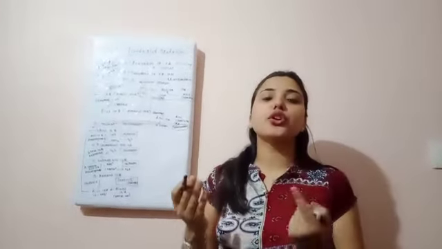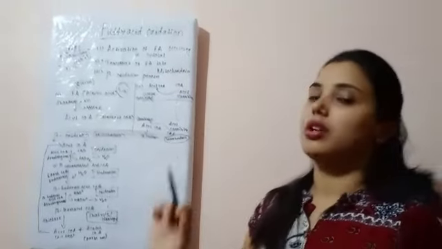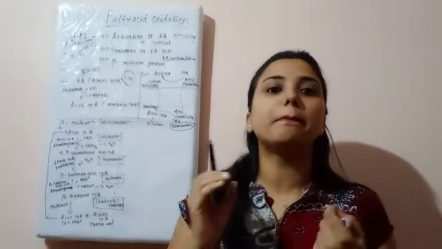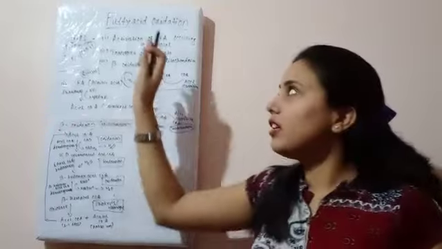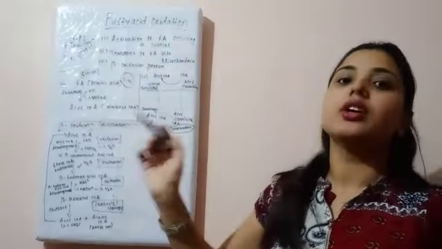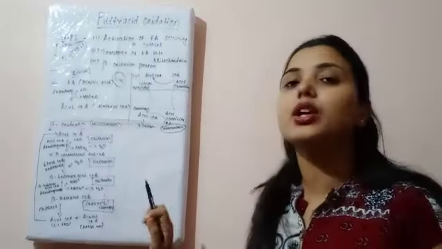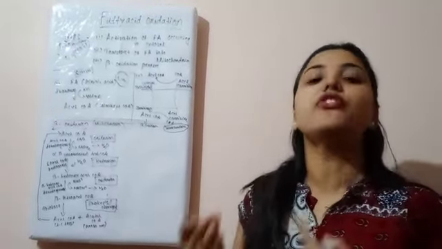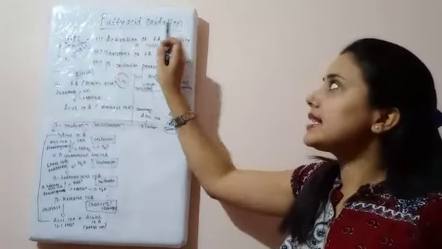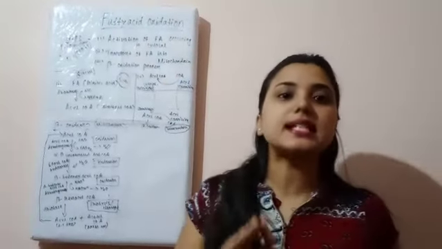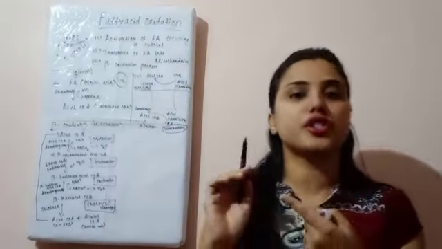Today I am going to teach a topic on fatty acid oxidation. Before going to the topic, first we have to know what oxidation is. Oxidation means the breakdown process. In fatty acid oxidation, the fatty acid is broken down to form acetyl-CoA, which is a source of ATP. In fatty acid oxidation, the process is called beta oxidation.